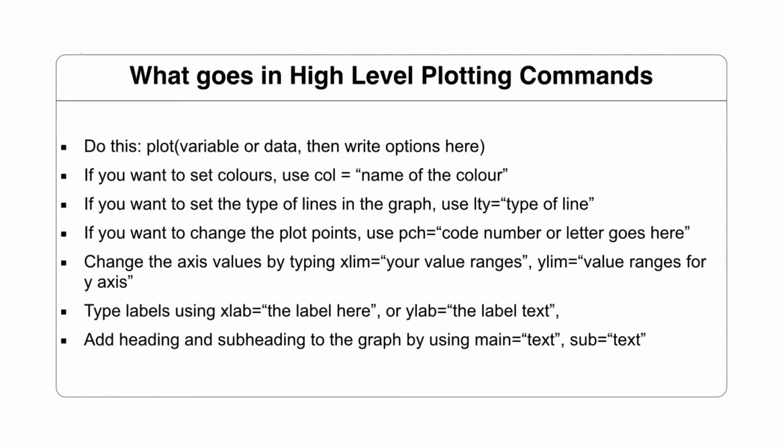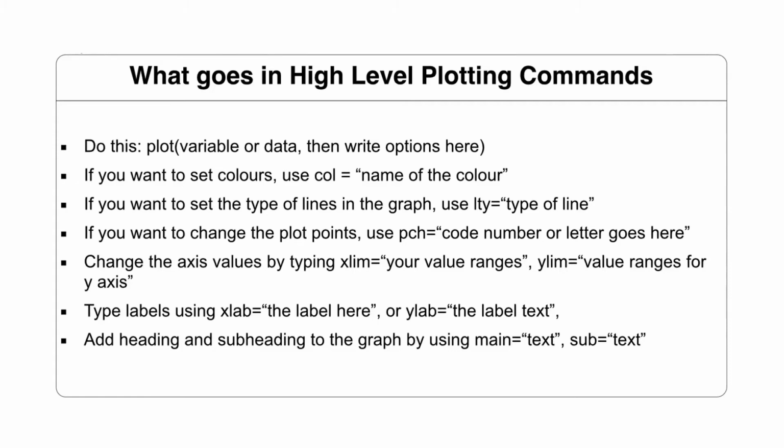So what kind of things go on in high-level plotting commands? You start with plot, then open a parenthesis, then type the variable or the data, and then you write your options here. For example, if you wanted to use colors, type the name of the color. In most circumstances, that's enough. For example, red or blue or black, depending on the canvas that you want to use. And then if you want to fine tune the lines, you say the type of the line, like dashed or bold, broken, etc. If you want to use the point character, there are codes that are available for you to type the particular type of point.